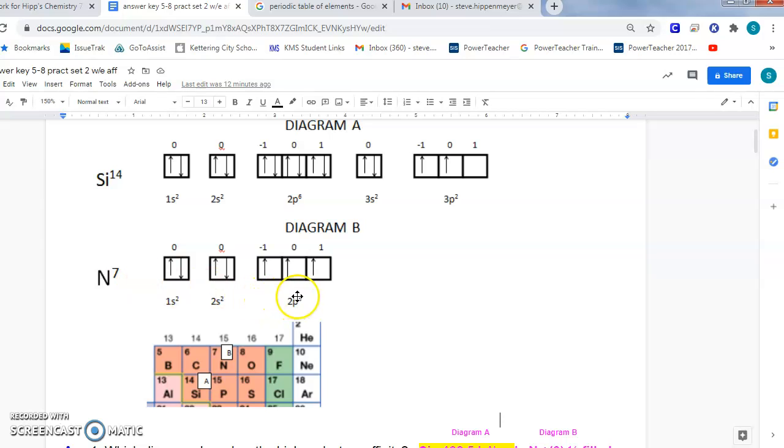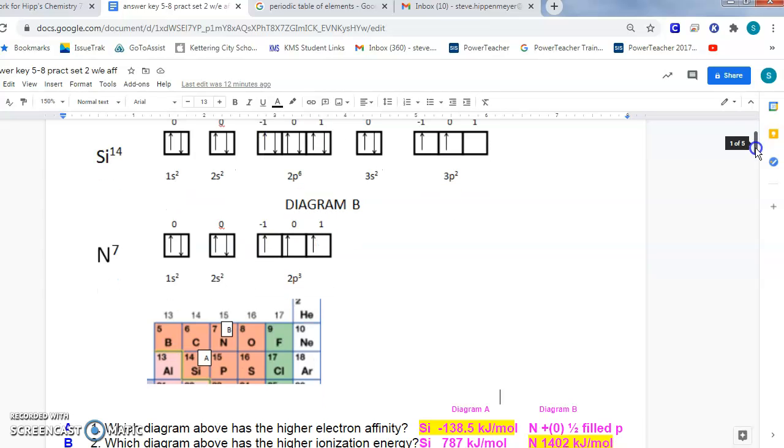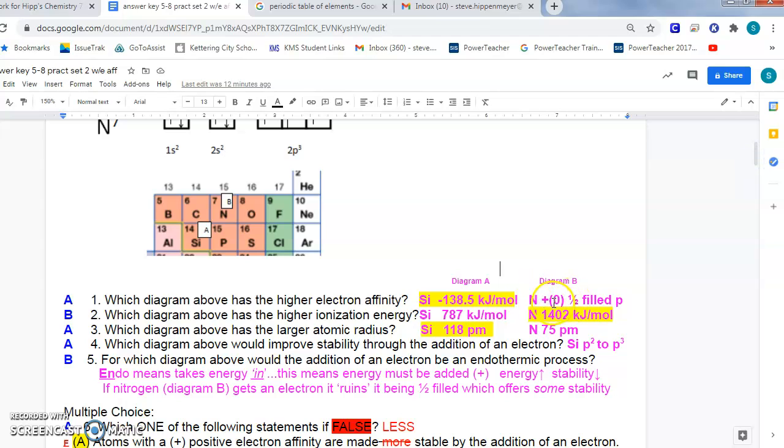Nitrogen is 2p3. If it's 2p3, it means there's one electron in each of the p orbitals. It is half full. The p sublevel is made up of 3 orbitals, 1 electron in each of those 3. It is half full. We've learned that when the p or the d or the f sublevels are half full, there's some stability that offers. Not a lot, but there's some stability that will offer the element. So nitrogen actually, as it says here, diagram B, nitrogen actually has a positive affinity. It's close to 0, but it actually has a small positive affinity.